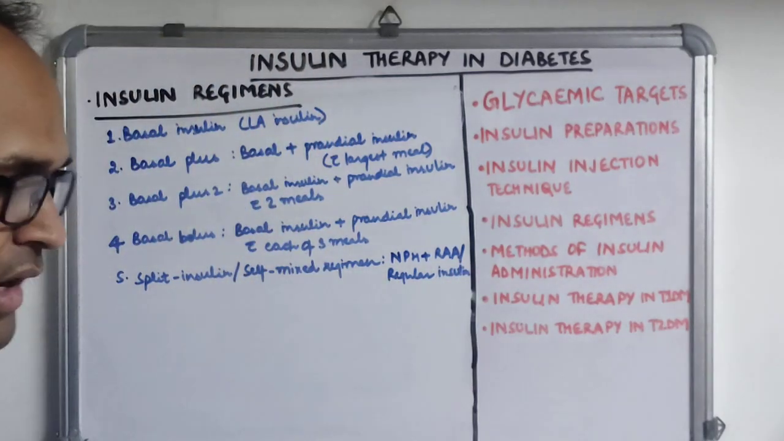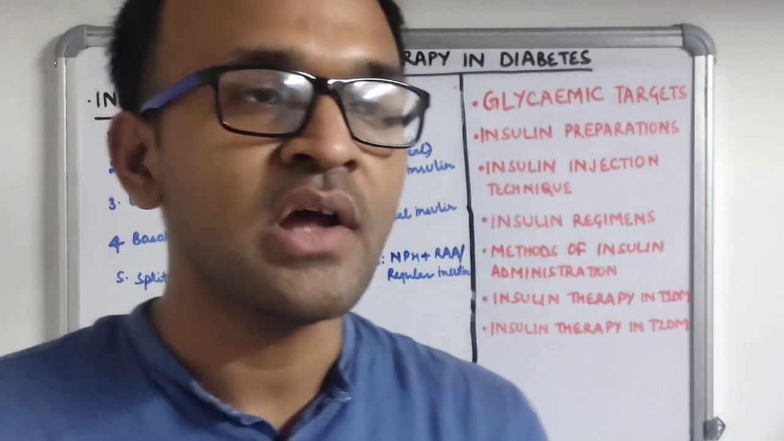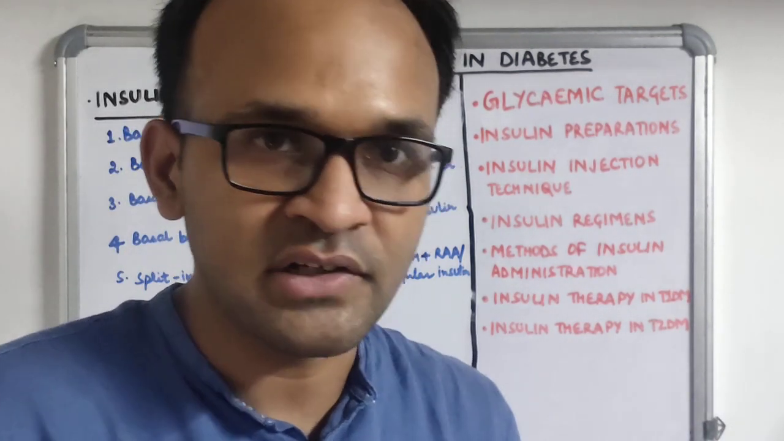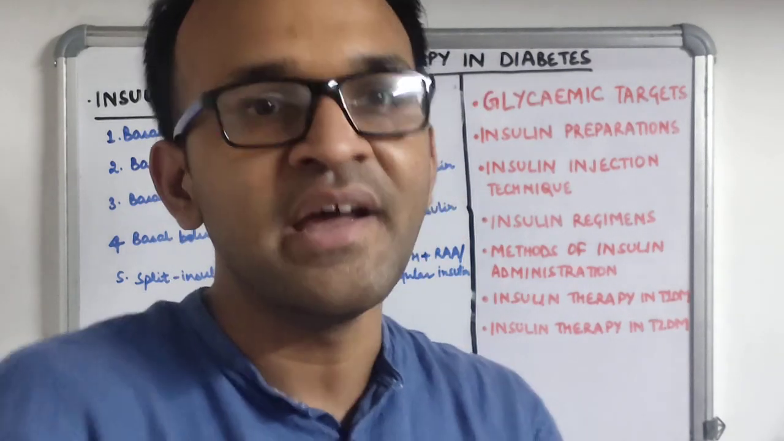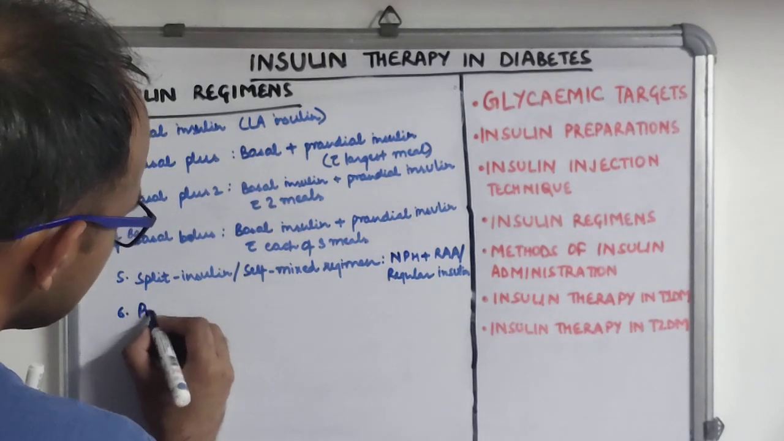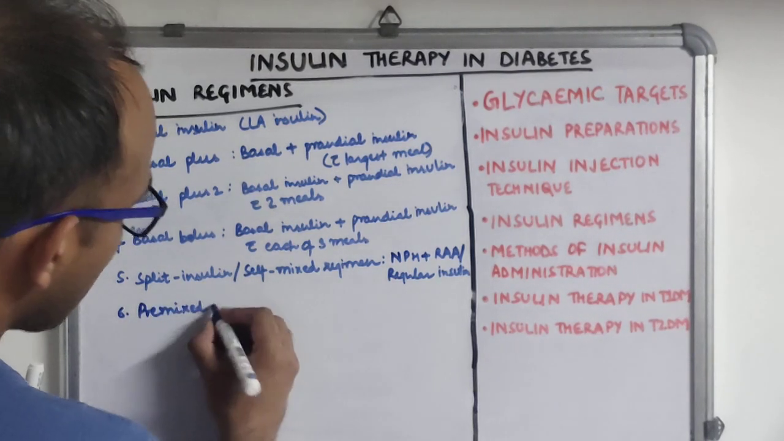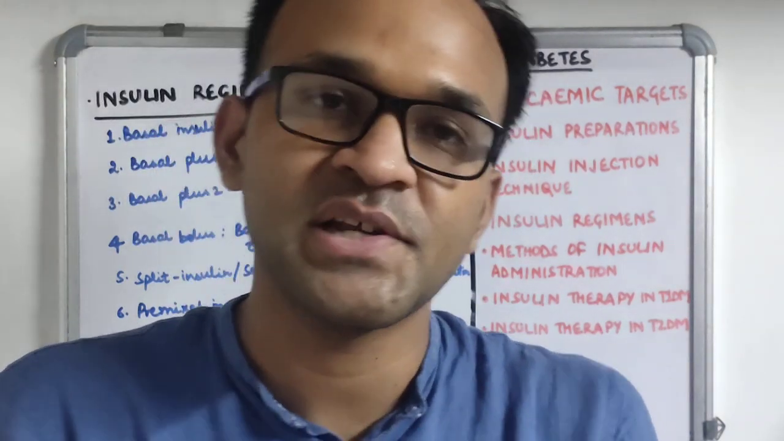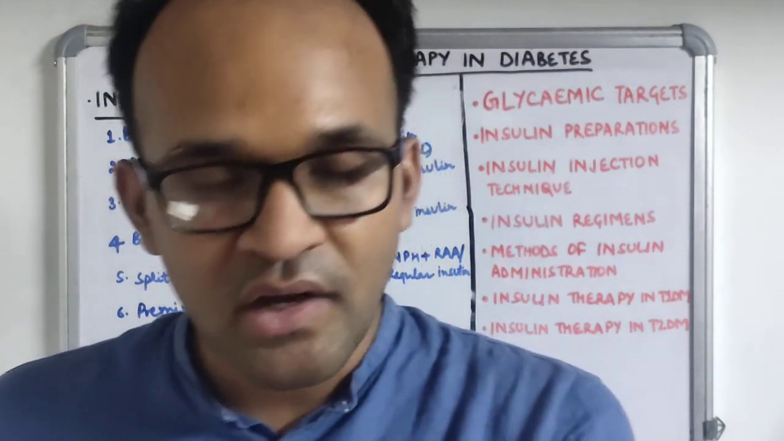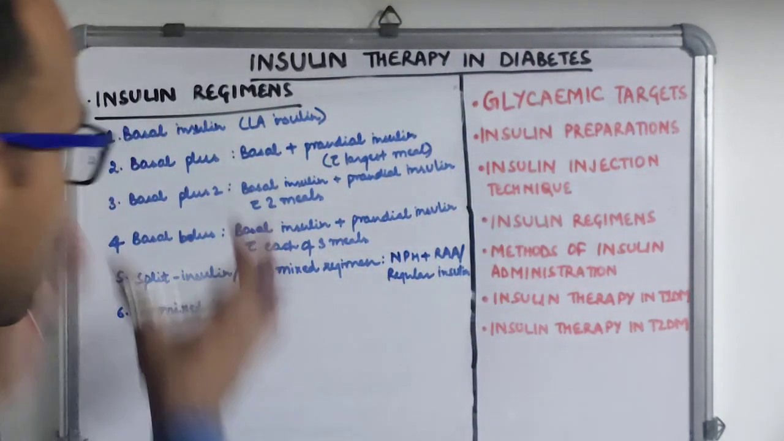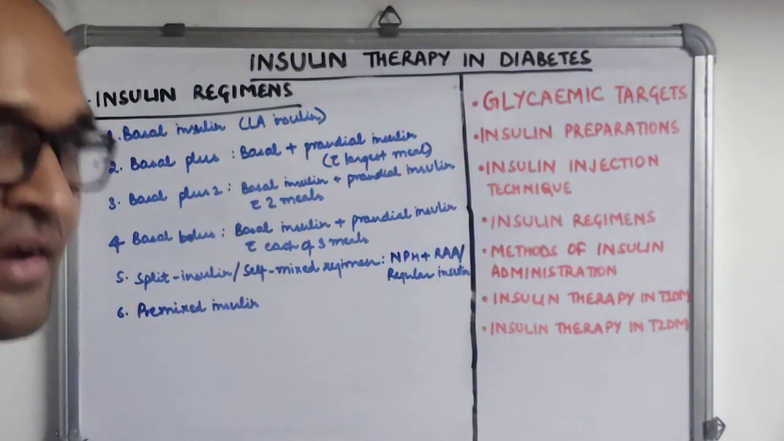Let me tell you, there are a few recommendations about this: do not keep insulin as a mixture. Do not store insulin as a mixture. When you want to inject, mix the insulins immediately before that. Another one is pre-mixed insulin, as I've already told you, like the 70-30 combination or 50-50 combination: 70% NPH, 30% regular insulin, or 50% NPH, 50% regular insulin, or 70% protamine lispro plus 30% lispro. So these are the pre-mixed insulins. These are the basic insulin regimens.